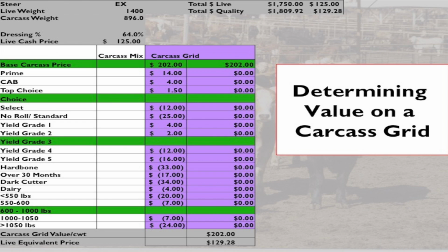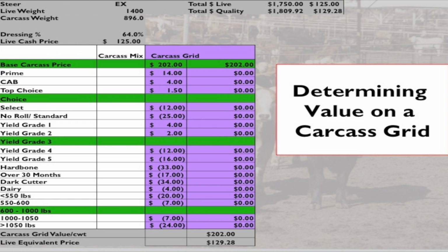Then on this particular grid, because it's a yield grade 2, you would add $2 to that base price. So you notice the base price for a choice yield grade 3 animal that weighs between 600 and 1,000 pounds is $203 per 100 pounds of carcass. It's really important. Now this is on a carcass weight basis. If instead it was a choice yield grade 2 that weighed between 600 and 1,000 pounds, then that carcass would receive $205 per 100 pounds of carcass weight.